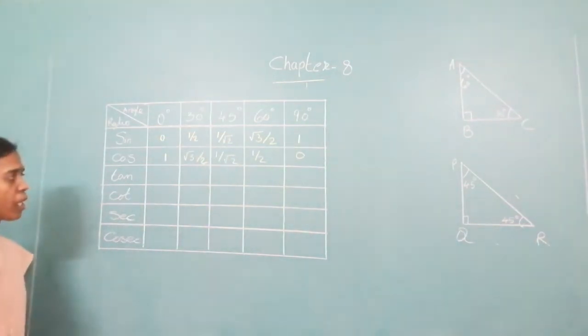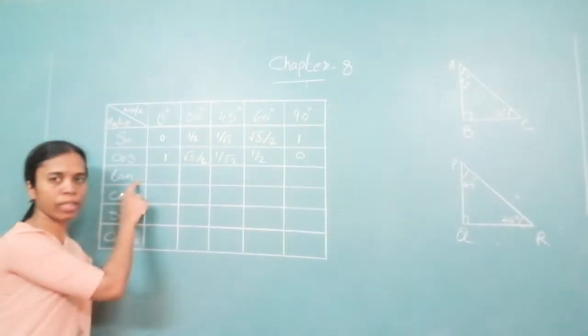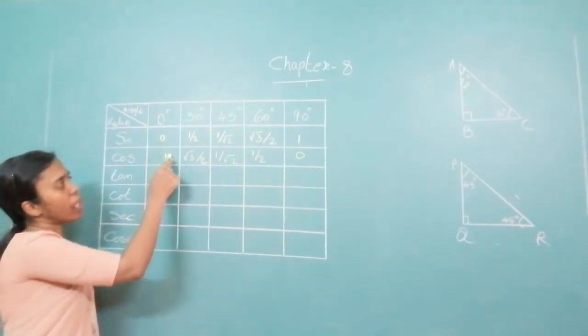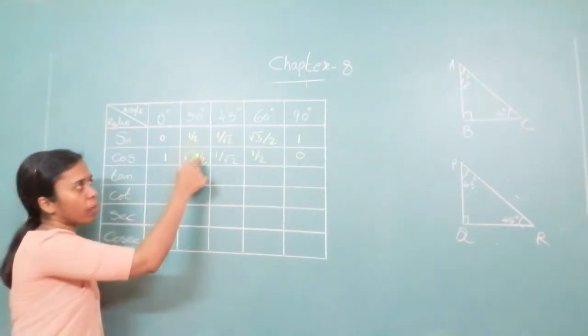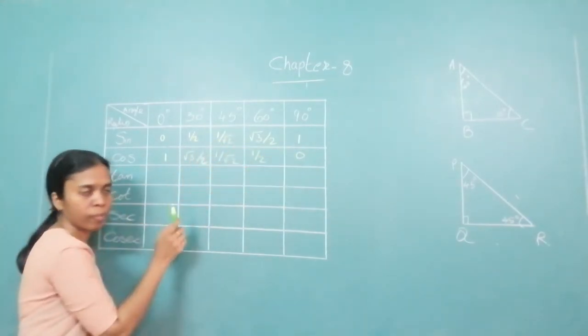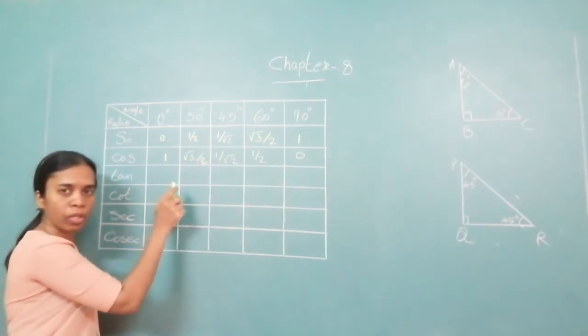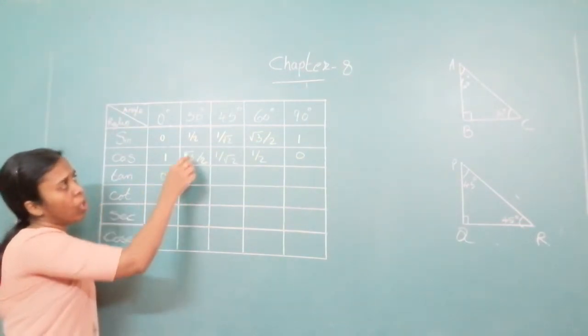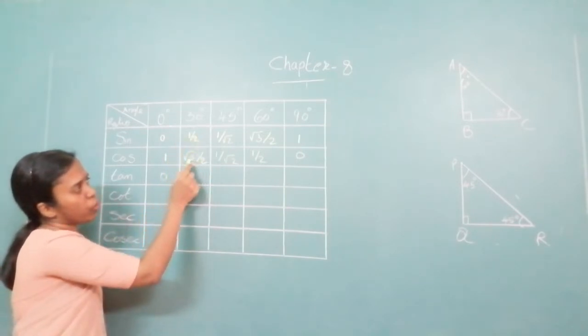Now for the third line, that is tan. What is tan? Sine upon cos. That is this upon this, this upon this, this upon this, this upon this, this upon this. What is this upon? 0 upon? 0 upon anything is 0. Now 1 upon 2, root 3 upon 2.